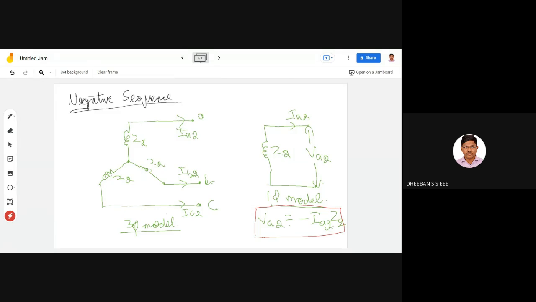In the upcoming class we'll be seeing the sequence representation with respect to the transmission line, as well as the transformer.